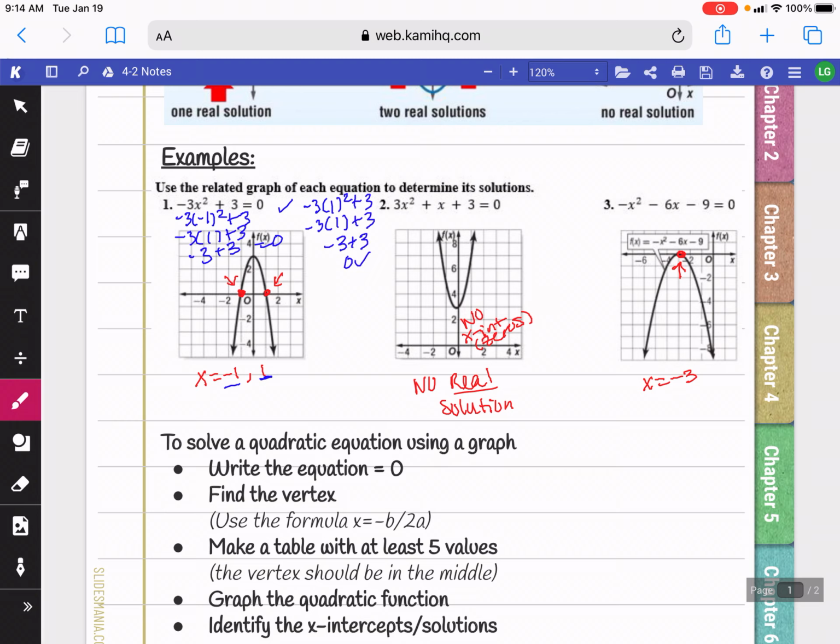So there can be up to 2 answers when it's quadratic, and that's because of the x squared. Because when you square a number, it can make it either positive or negative.